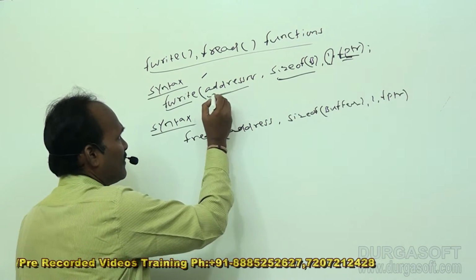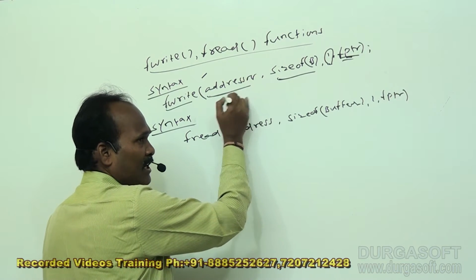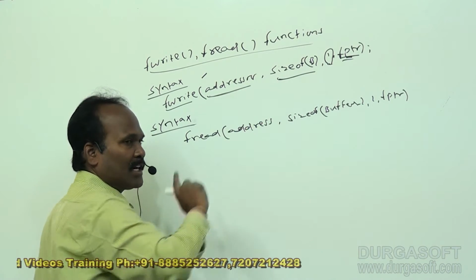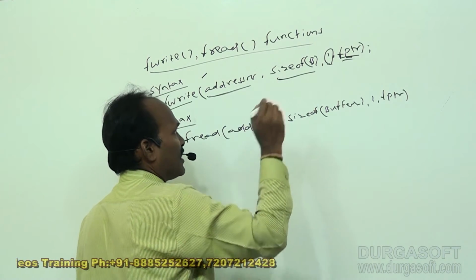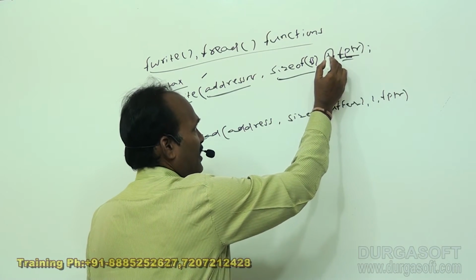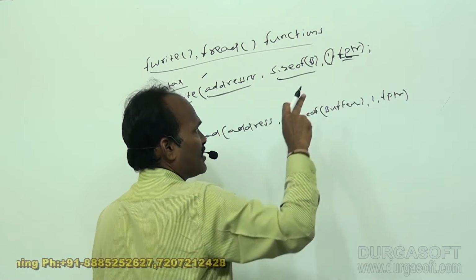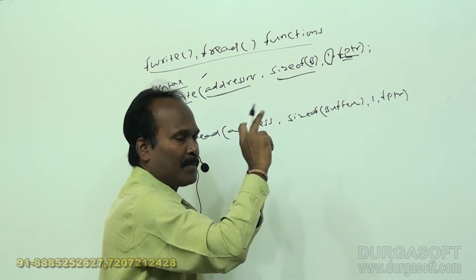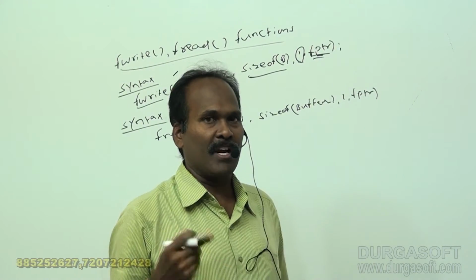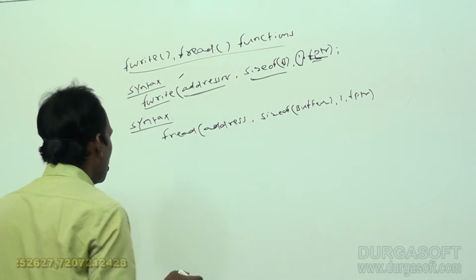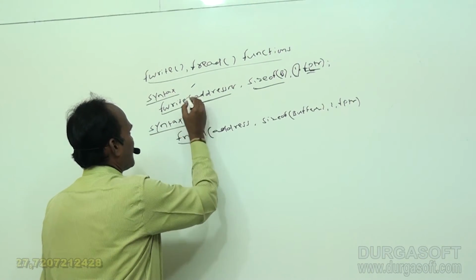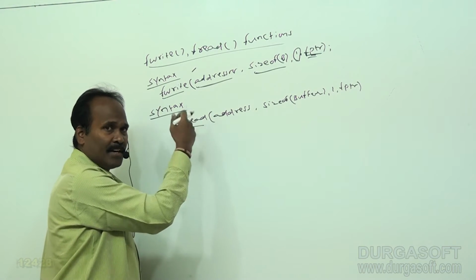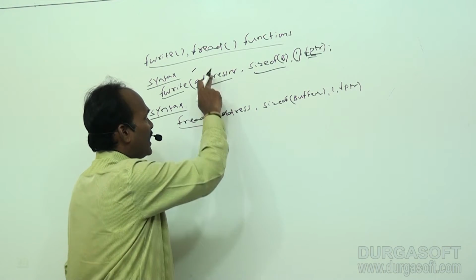Once again I will explain. First, the address of the variable or the address of the structure. Next, the size of the structure or the size of the array, whichever you want to write. The third parameter indicates how many records you want to write. The fourth parameter indicates the file pointer, because using the file pointer only we perform file input and output operations. Next, the fwrite function is going to write structure records, whereas the fread function is going to read records from a file.